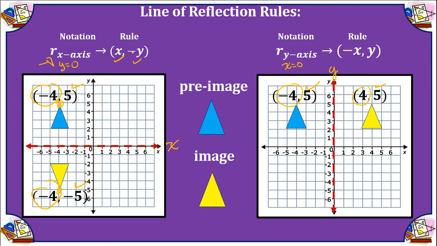If it was positive, it becomes negative. If it was negative, it becomes positive. So if it reflects across the x-axis, the x stays the same and the y changes to the opposite. If we reflect across the y-axis, the y coordinate stays the same and the x coordinate changes to its opposite.